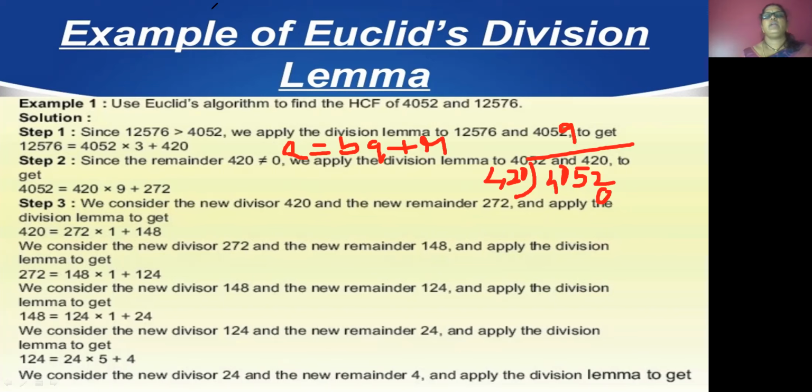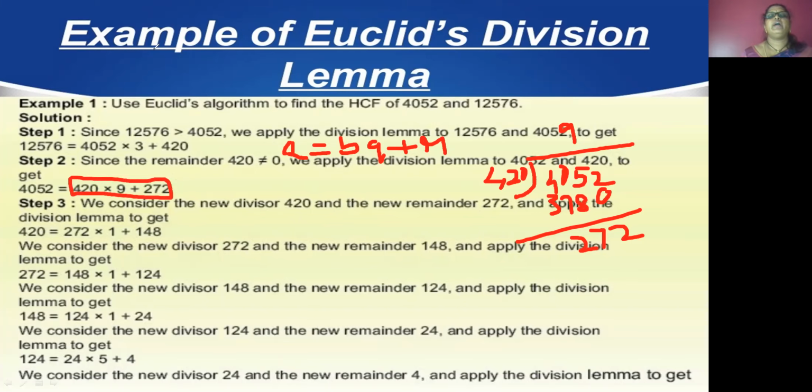3780. Write 3780, because 36 plus 18 gives 3780. Now subtract. What will come? 272 is the remainder. So the quotient is 9, and 4052 equals 420 into 9 plus 272, where 272 is the remainder. That is step 2. Understood? Step 2. What is step 3?